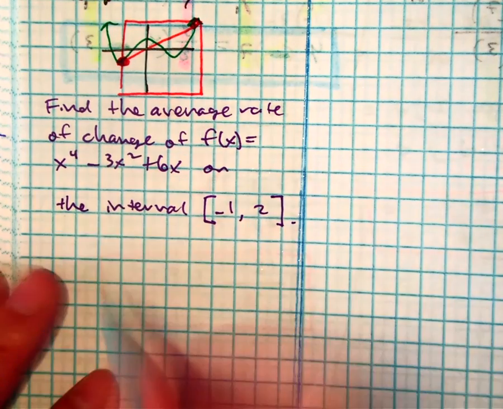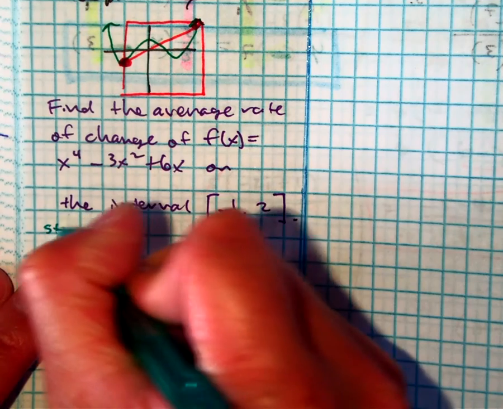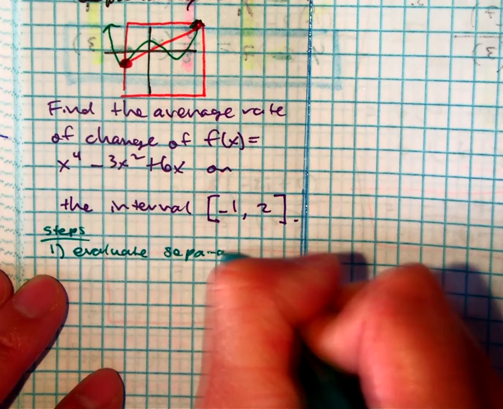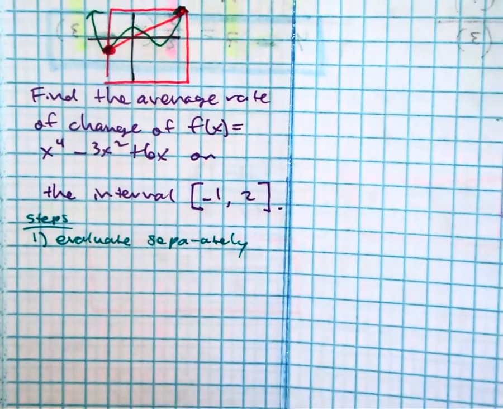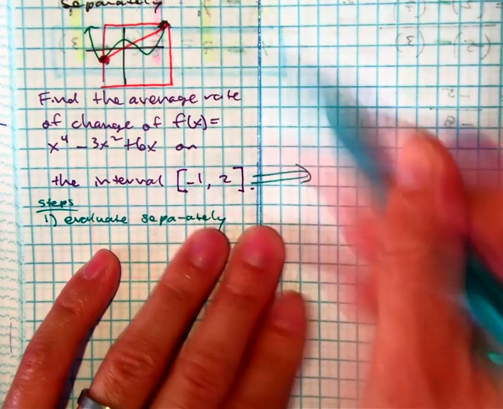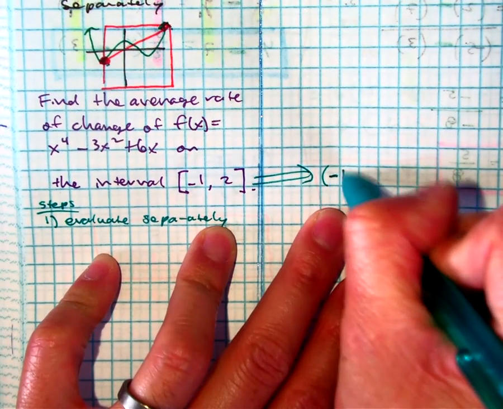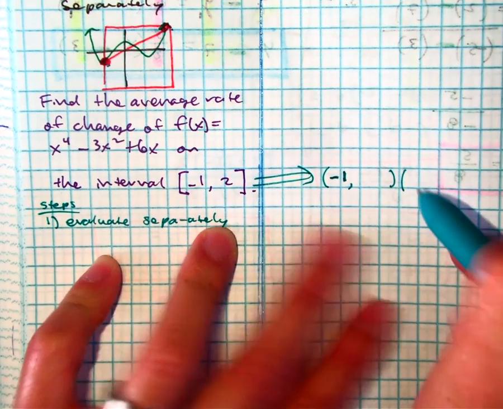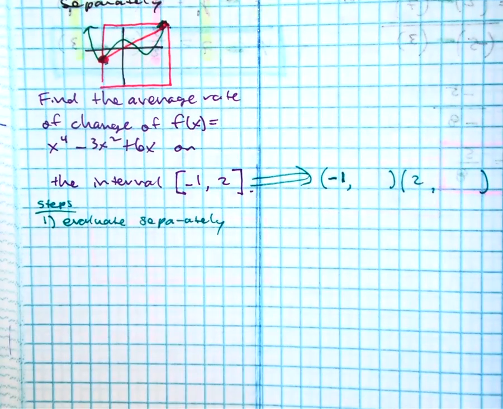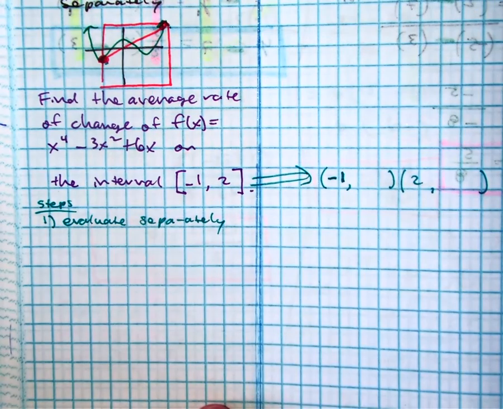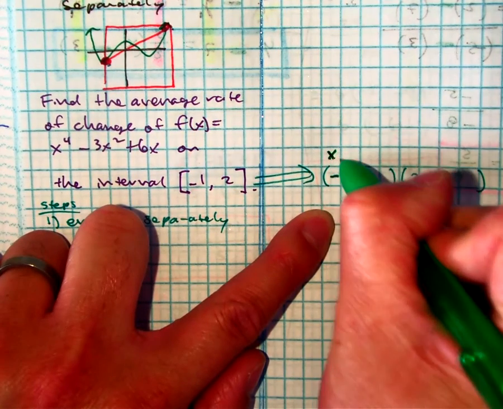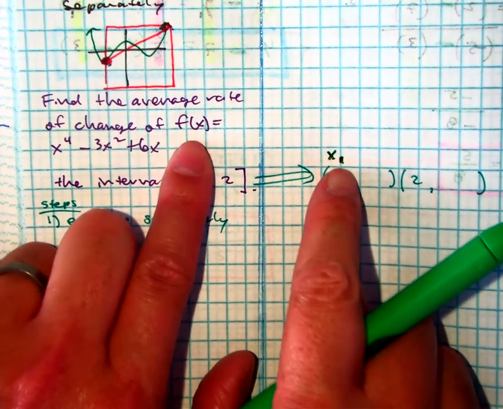So the first thing I'm going to do, so steps, is evaluate this separately. What does that mean? Well, if you think about it, you need two ordered pairs, right? We already have the x values, and we just need to figure out the y values. So let's evaluate these separately. I'm going to put in my x value. This is my x1. I'm going to put that into my function.